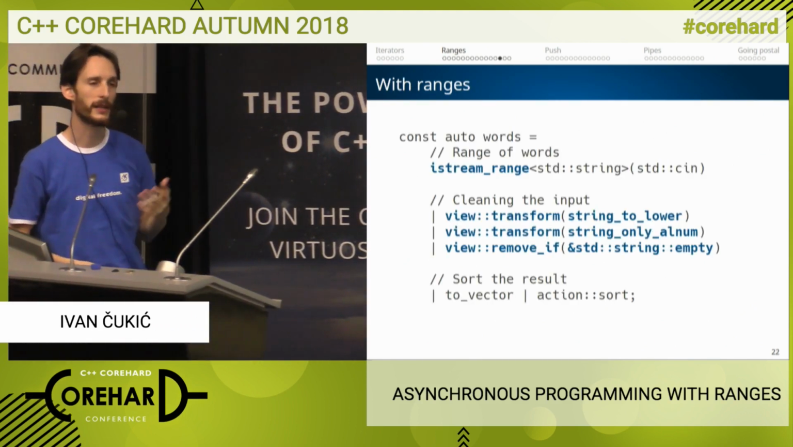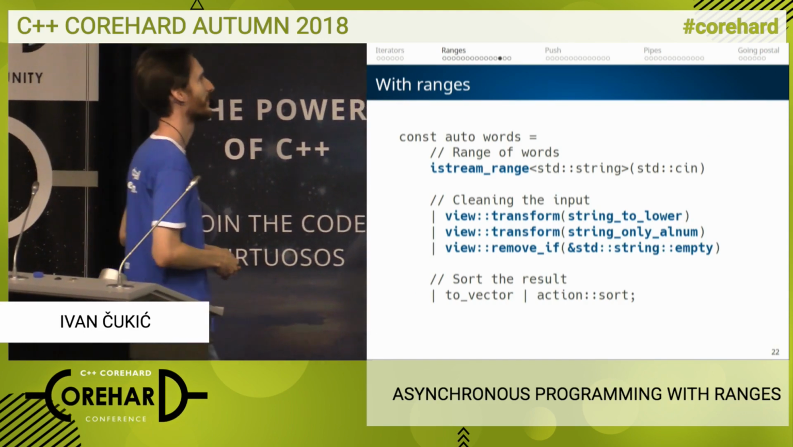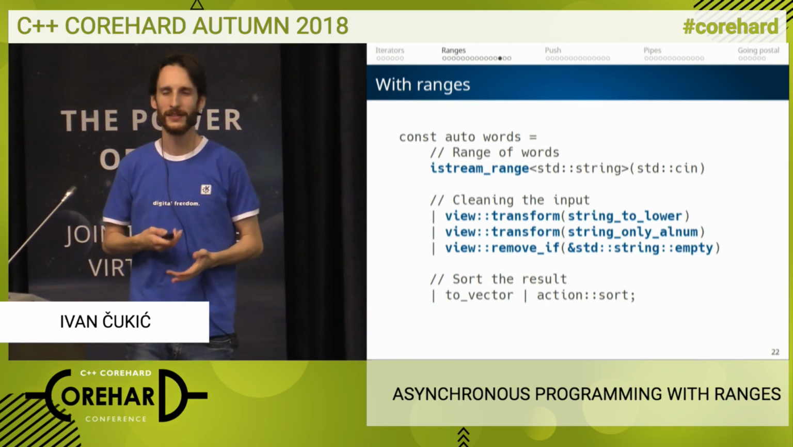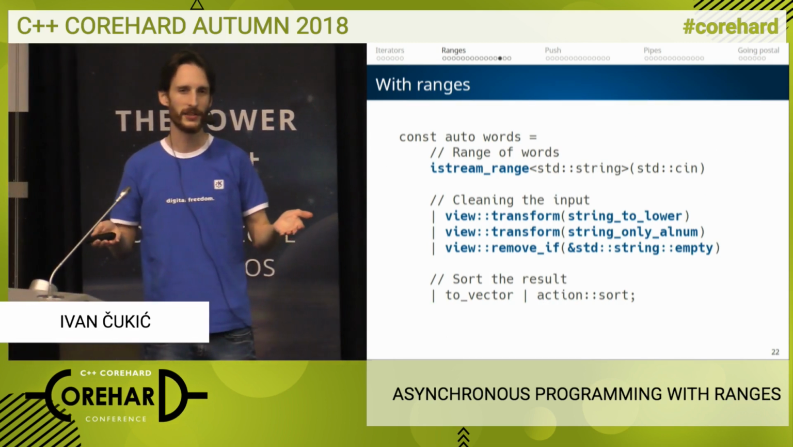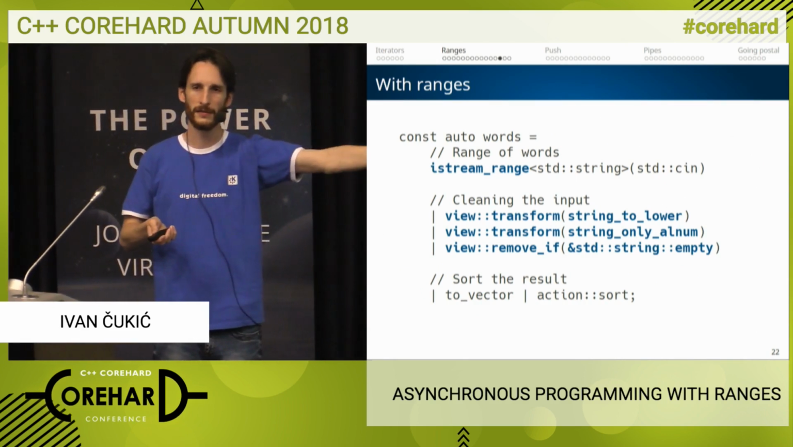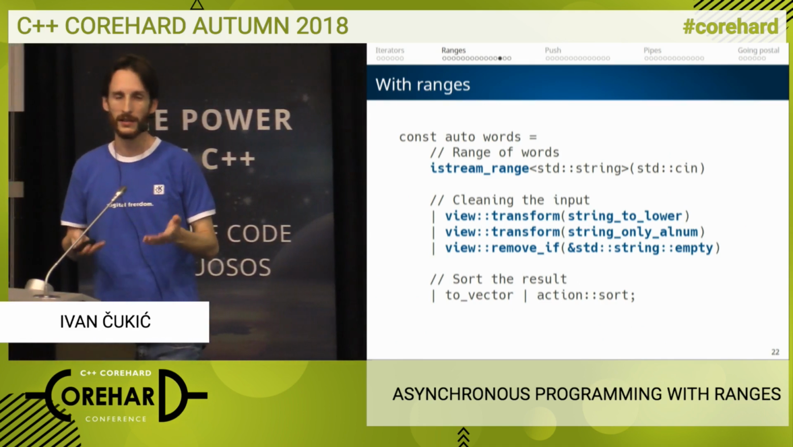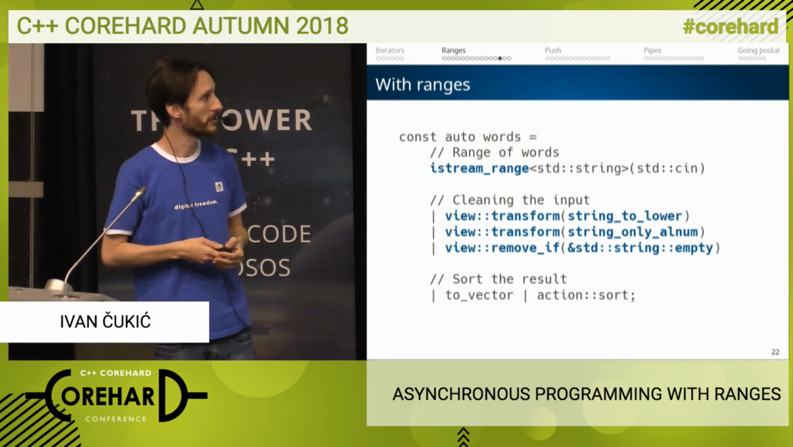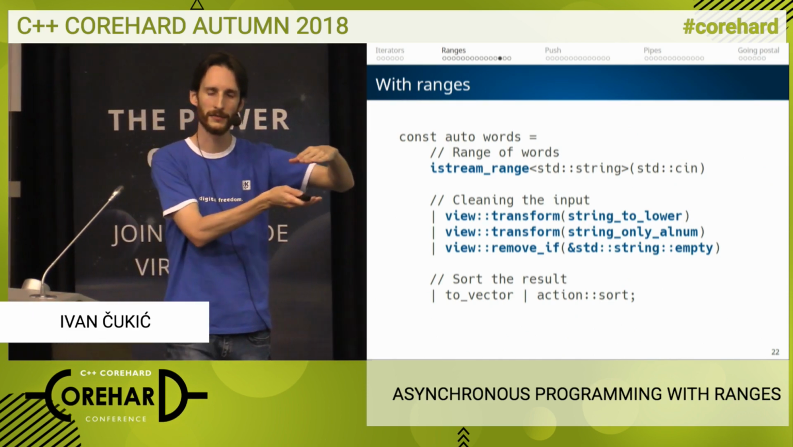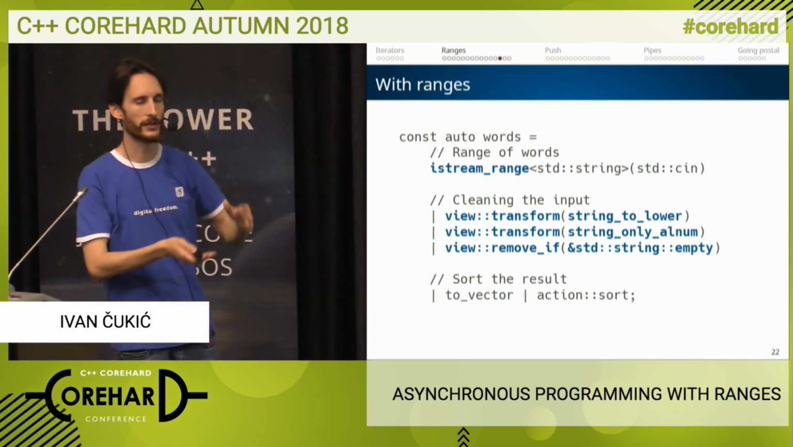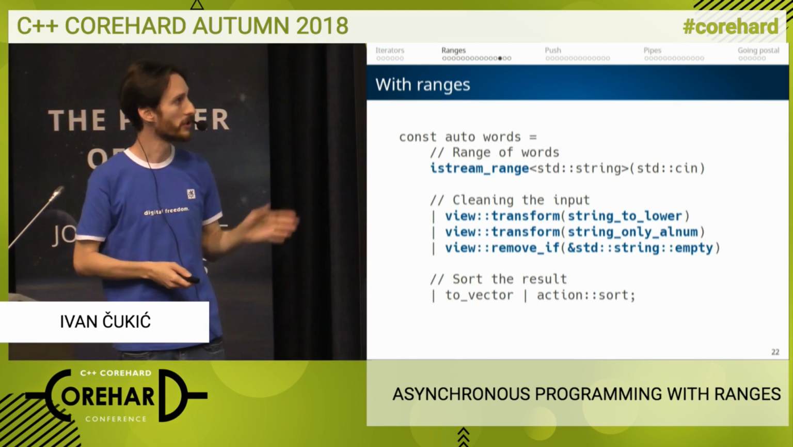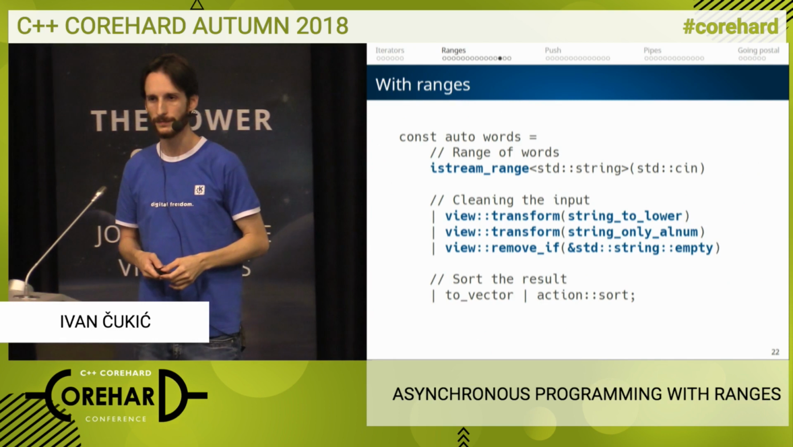In C++, it will be a little bit longer than six lines, but it still should be fairly readable. We start with istream range, which is equivalent for input stream iterators. It will generate word by word by word. The next step, since we want to clean up those words, we can just convert everything to lowercase, which is exactly what Doug McIlroy did with the shell script. And we can ignore anything that is not alphanumeric. After that, just remove all the empty strings.